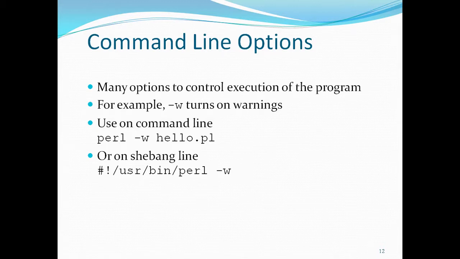You have several different options like -c, -o, -p, -i. There are several command line options that can be used. The most widely used are -t, -w or -c, to check the errors and the warnings while running the program. So this is how command line options work in Perl.